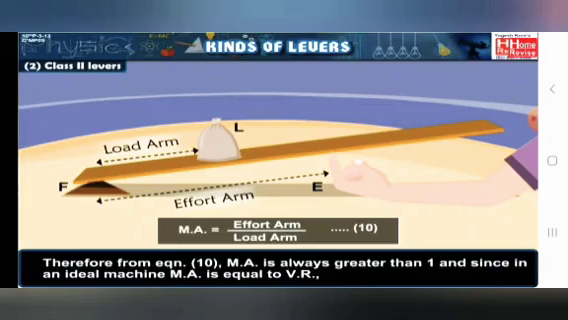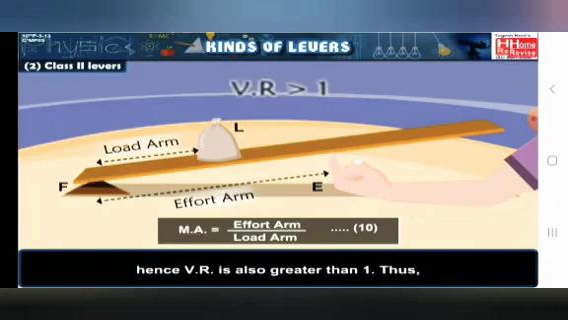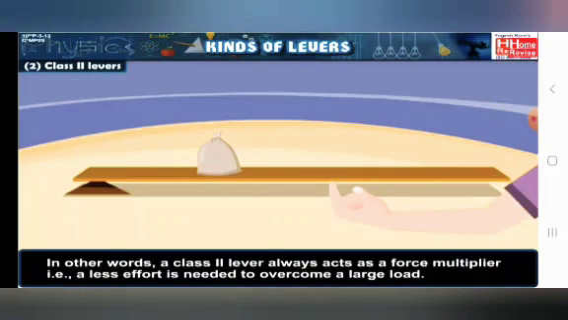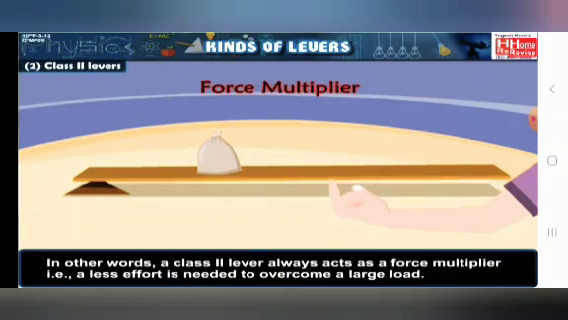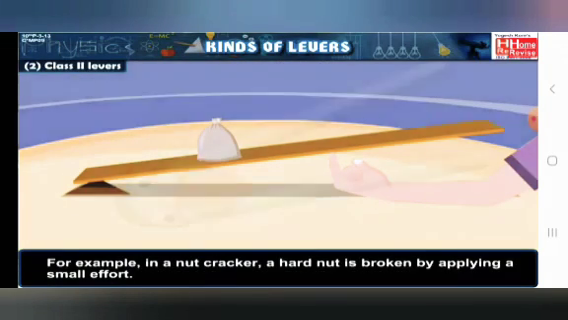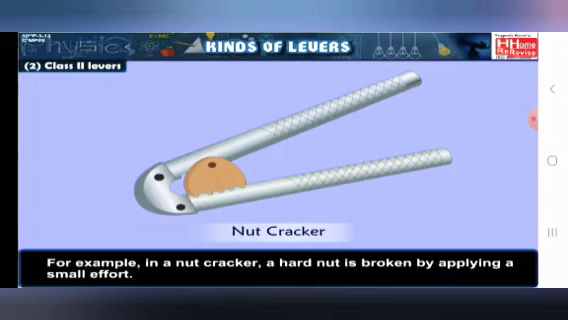Therefore, from equation 10, MA, mechanical advantage, is always greater than 1, and since in an ideal machine MA is equal to velocity ratio, hence VR is also greater than 1. Thus, the mechanical advantage and velocity ratio of class second levers are always more than 1. In other words, a class second lever always acts as a force multiplier, that is, less effort is needed to overcome a large load. For example, in a nut cracker, a hard nut is broken by applying a small effort.